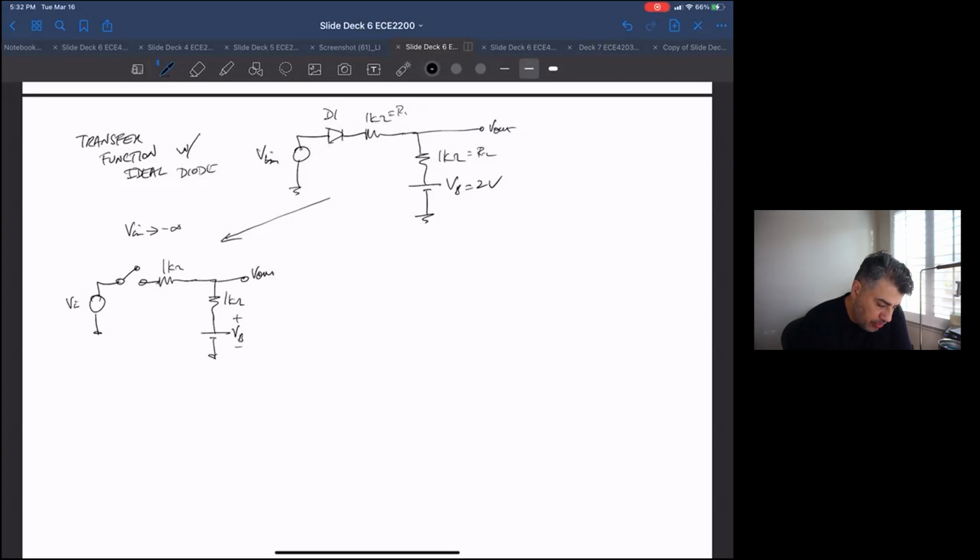So here, if this guy is open, there's no current flowing anywhere. So there's no voltage drop across, say, this resistor, because there's no current flowing. So basically, by KVL, V out is just going to equal VB. So here, V out is just equal to VB, which is equal to 2 volts.